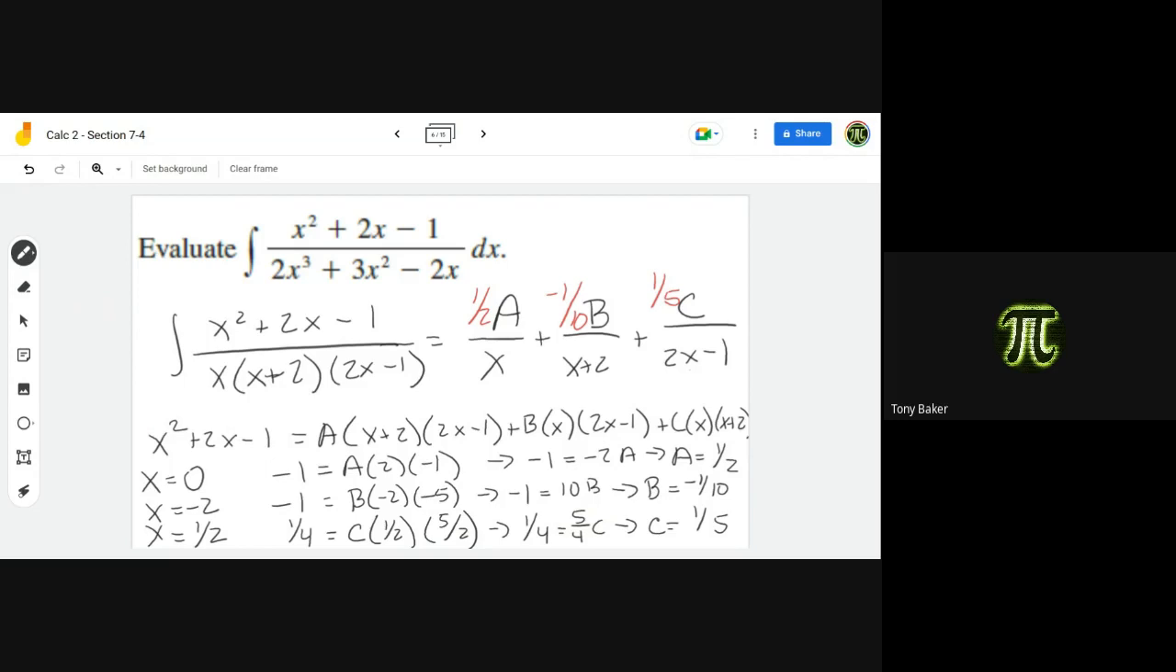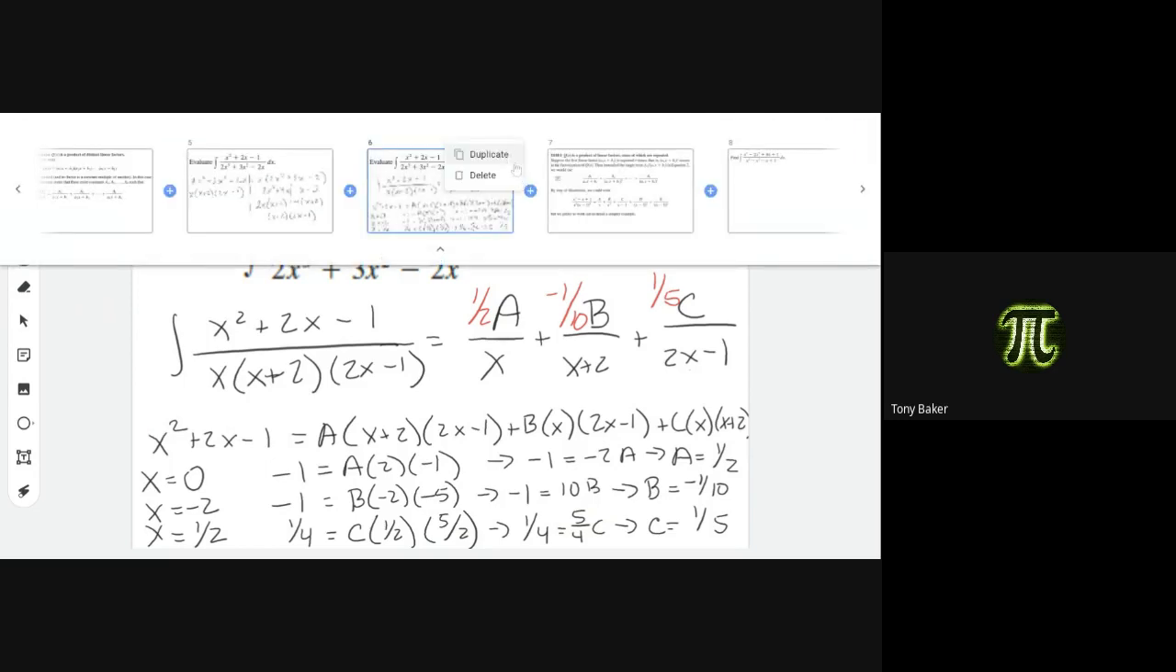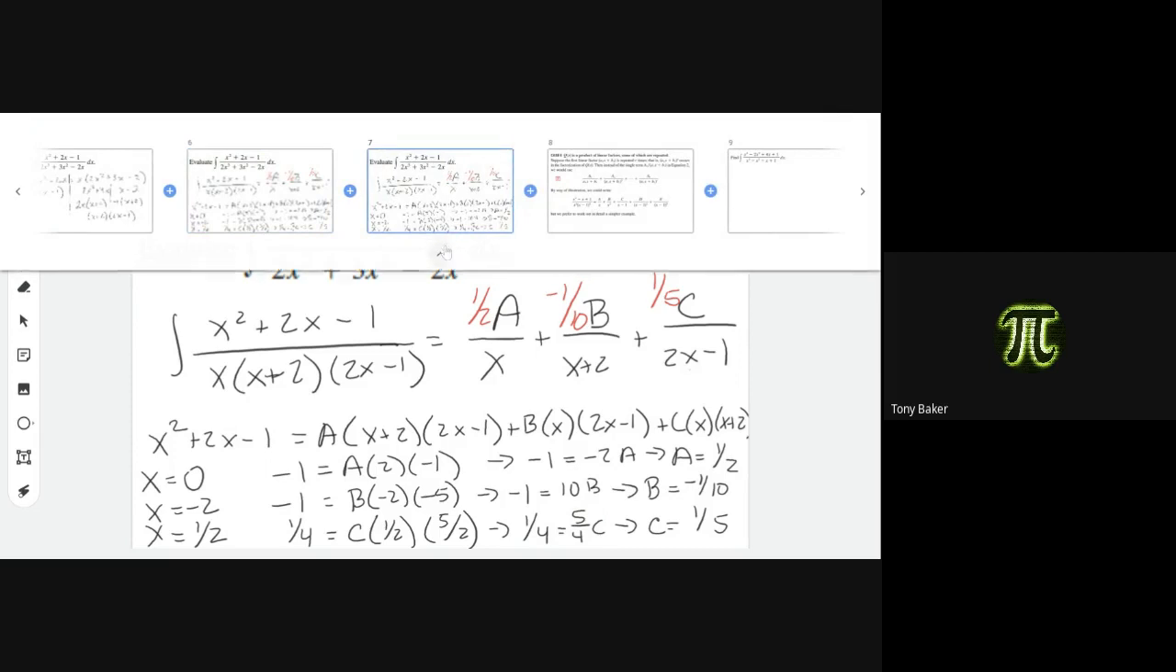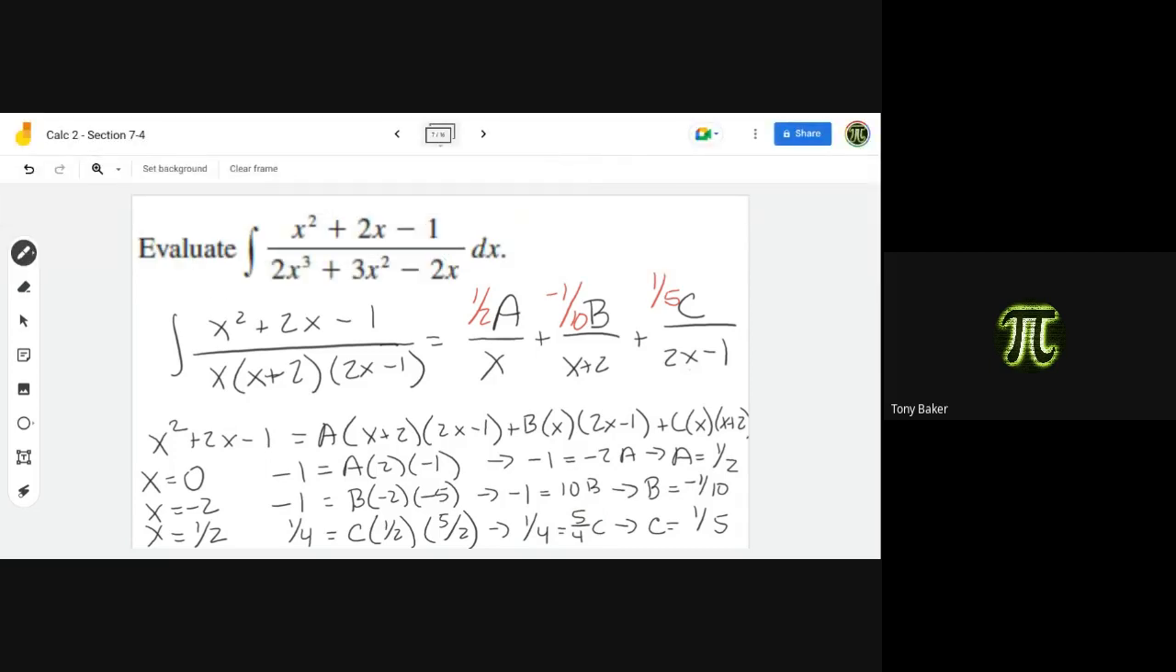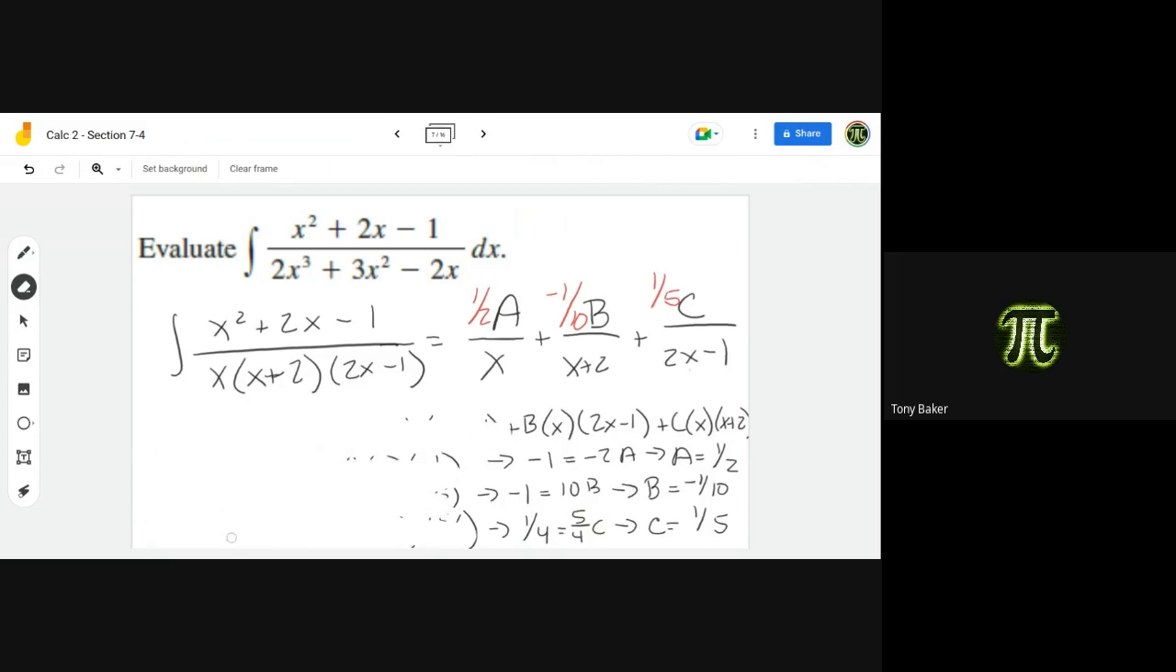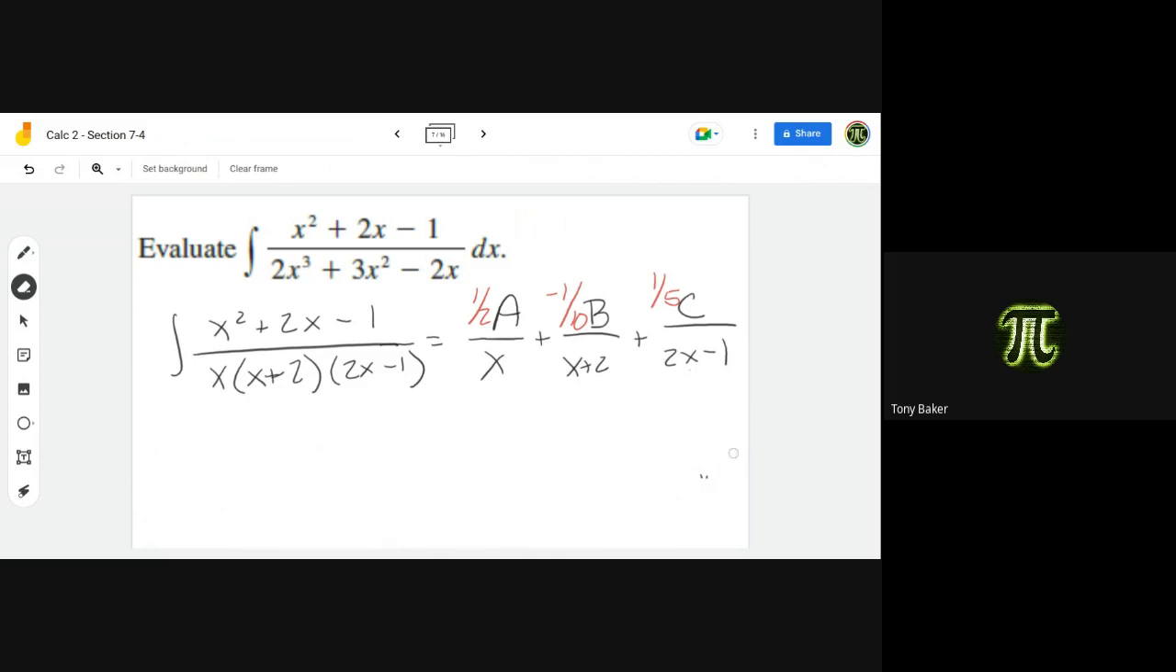Questions? We haven't done the integral yet. We're going to do that in a second. So again, the vast majority of what you're doing is going to be reworking an equation so you can use a rule to do it. So what we just did was we've now taken my integral and split it up: 1/2 over x, minus 1/10 over x plus 2, plus 1/5 over 2x minus 1.